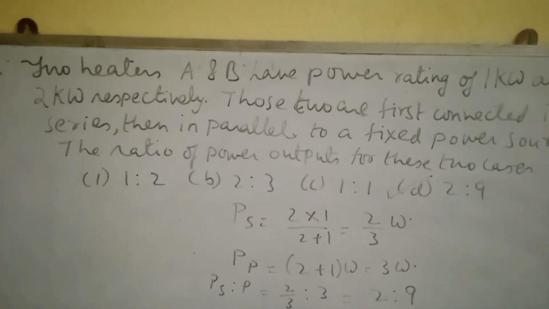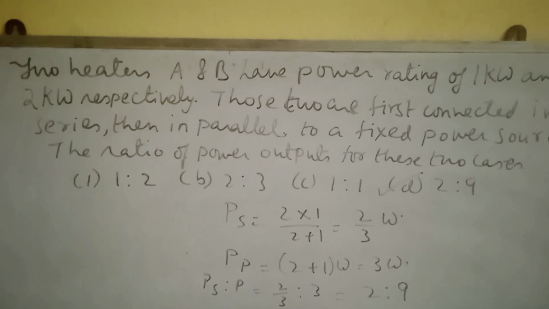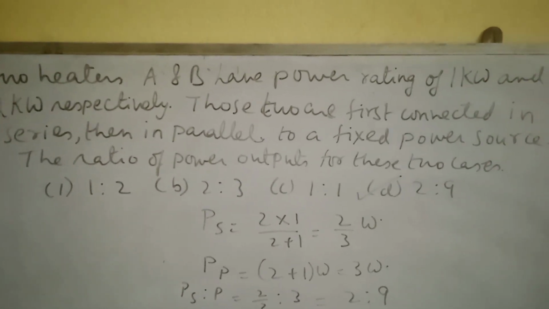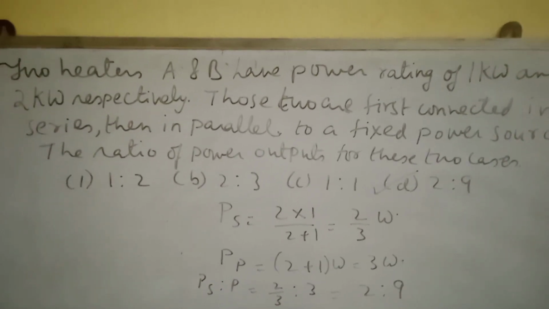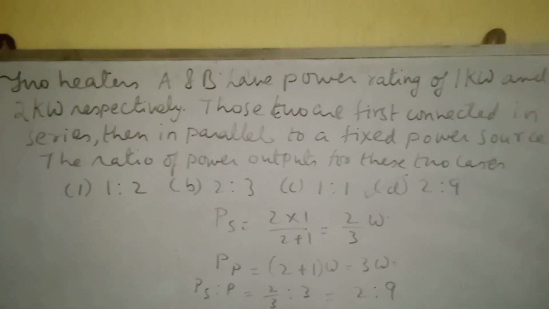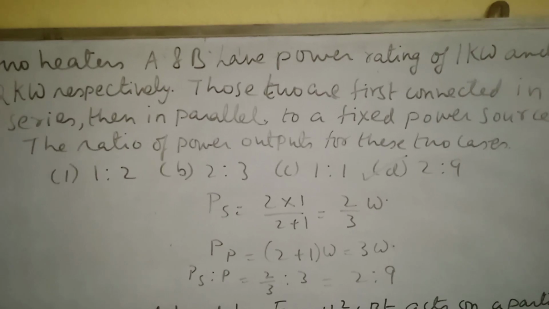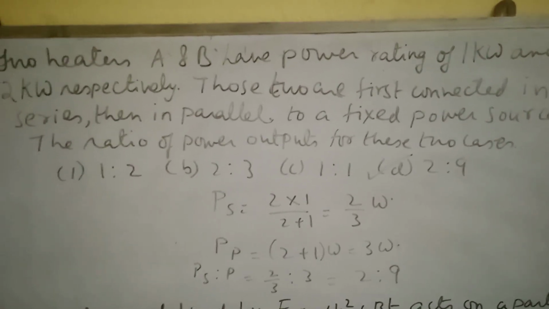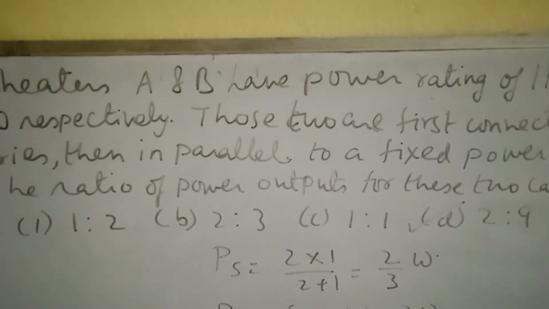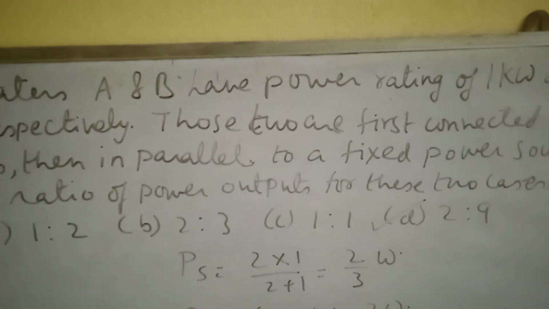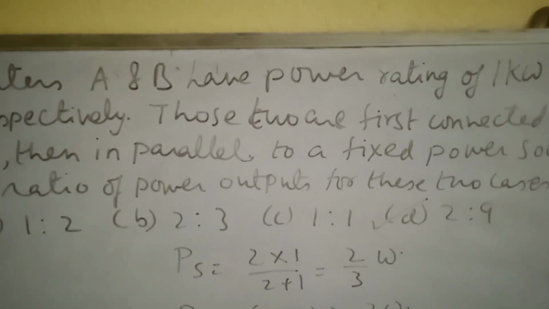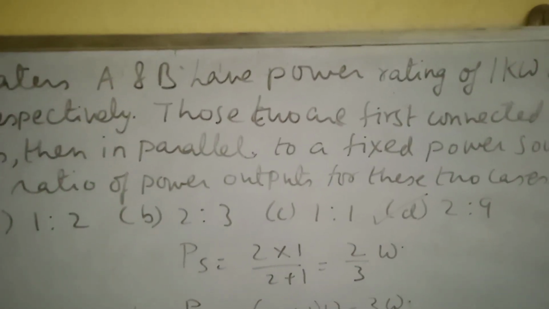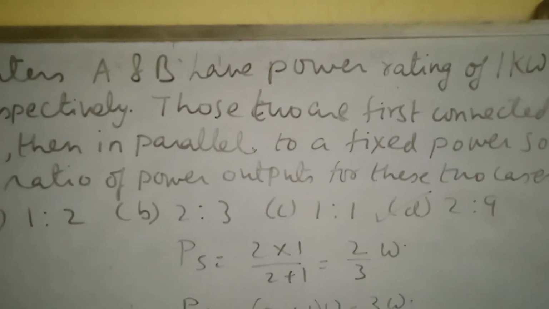Question number 45. Two heaters A and B have power rating of 1 kilowatt and 2 kilowatt respectively. Those two are first connected in series and then in parallel to a fixed power source. The ratio of power output for these two cases is option A 1:2, number B 2:3, number C 1:1, and D 2:9. So power in series can be given as P1 P2 by P1 plus P2. So 2 into 1 by 2 plus 1. It is equal to 2 by 3 watt.